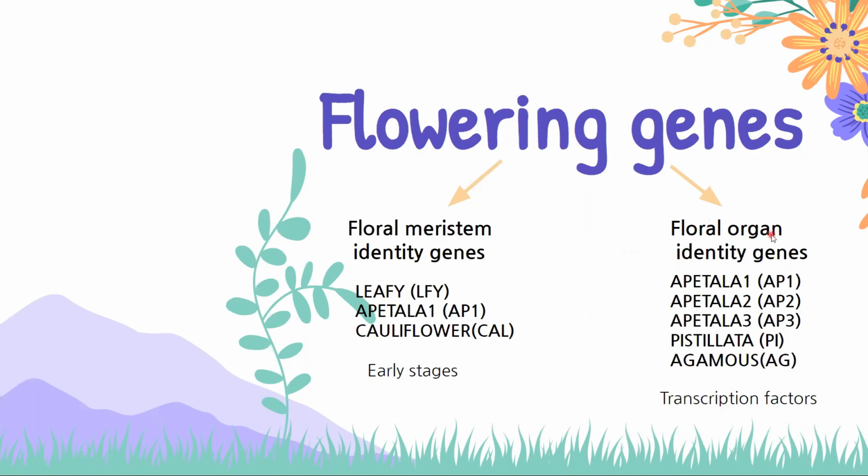Second are the organ identity genes, that is APETALA 1, APETALA 2, APETALA 3, PISTILLATA and AGAMOUS. These are transcription factors that give each whorl of a flower its identity.